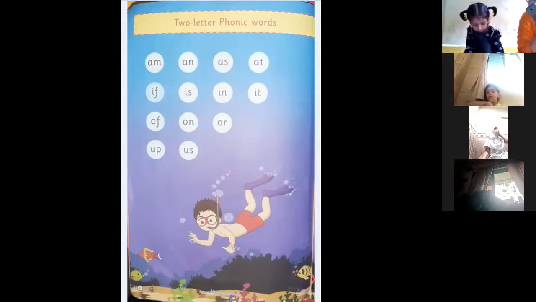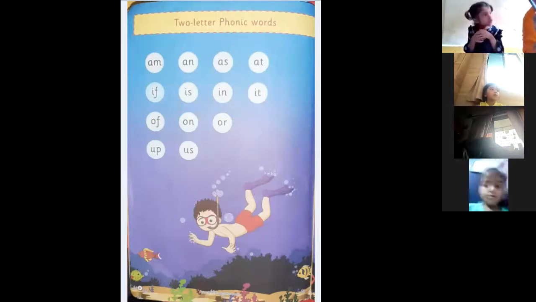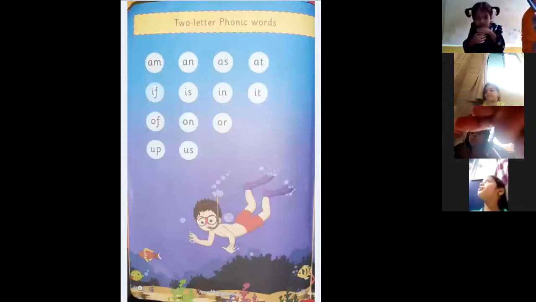Yes, come on, read now two letter words. A-N an, A-S as, A-T at. Yes. I-S is, I-N in, I-T it. Very good. O-F of, O-R or, U-S us. Very good, very good. Ayat Aslam. Mama, give the star to Ayat Aslam. Come on, Tasmiya. Your turn now. Come on, read.